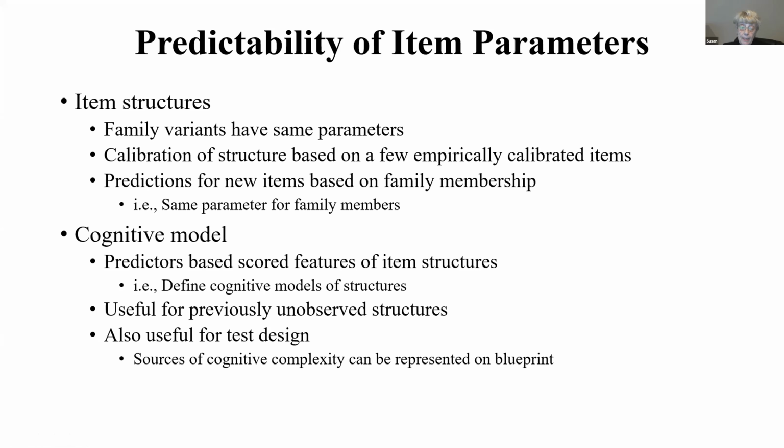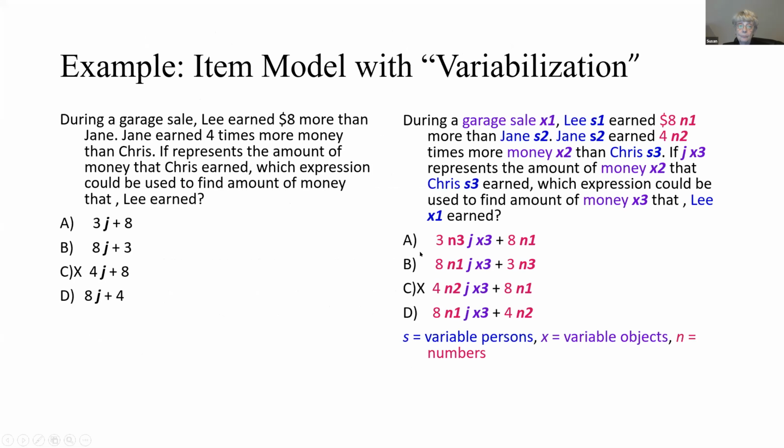Also, of course, a cognitive model is useful for test design. That is, what sources of cognitive complexity do you want to represent? So now I'm going to do two quick examples of the two different approaches, the item model approach and variabilization.